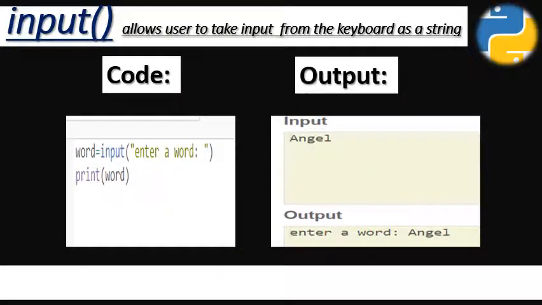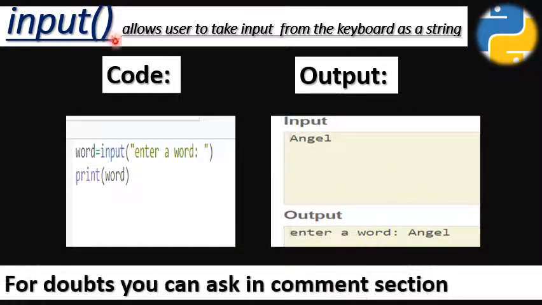So my second function is the input function. It allows the user to take input from the keyboard as a string. So if you want your user to give anything as input, then you need your input function. But why here it is written as a string, this I will explain later. Before that, see our example.